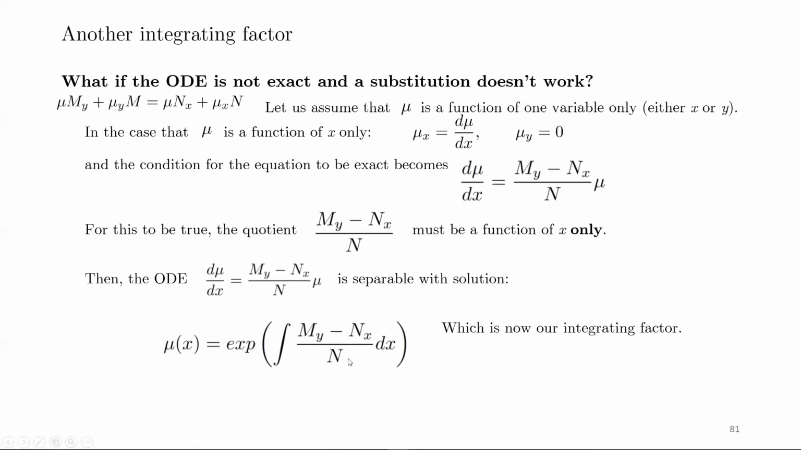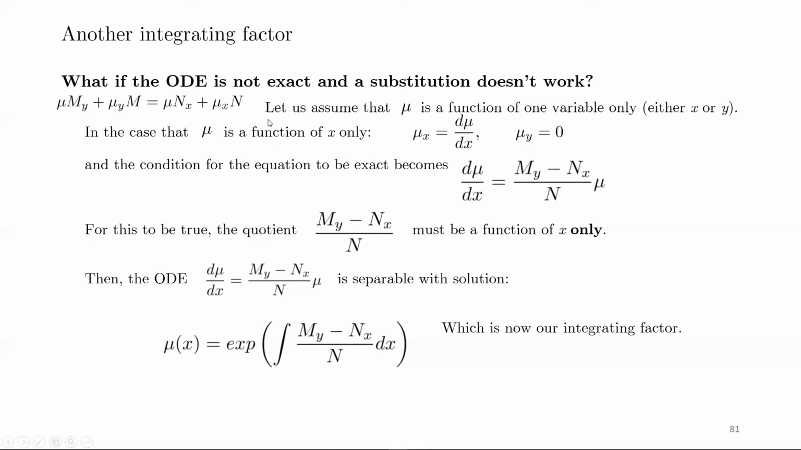Okay, and this is our integrating factor, which will make our original ODE exact when I multiply the original ODE by this mu here. But this is only true if this ratio, the partial derivative of m with respect to y minus the partial derivative of n with respect to x, all divided by n, is a function of x only.